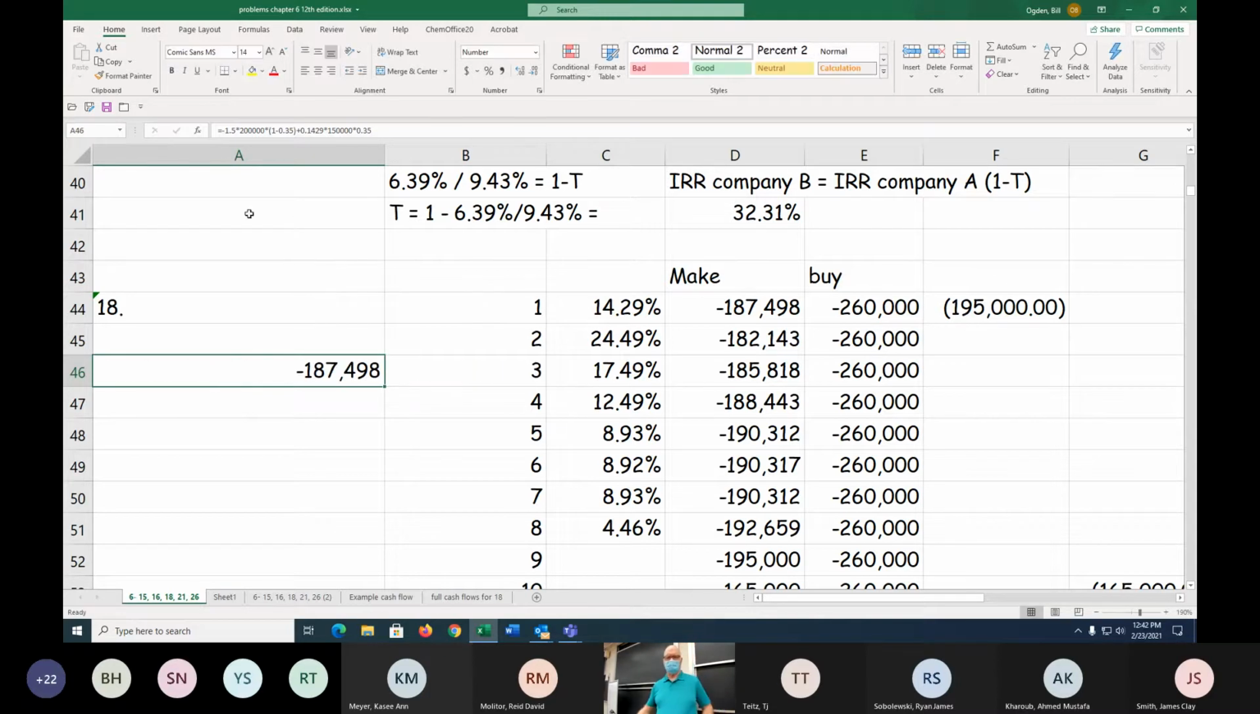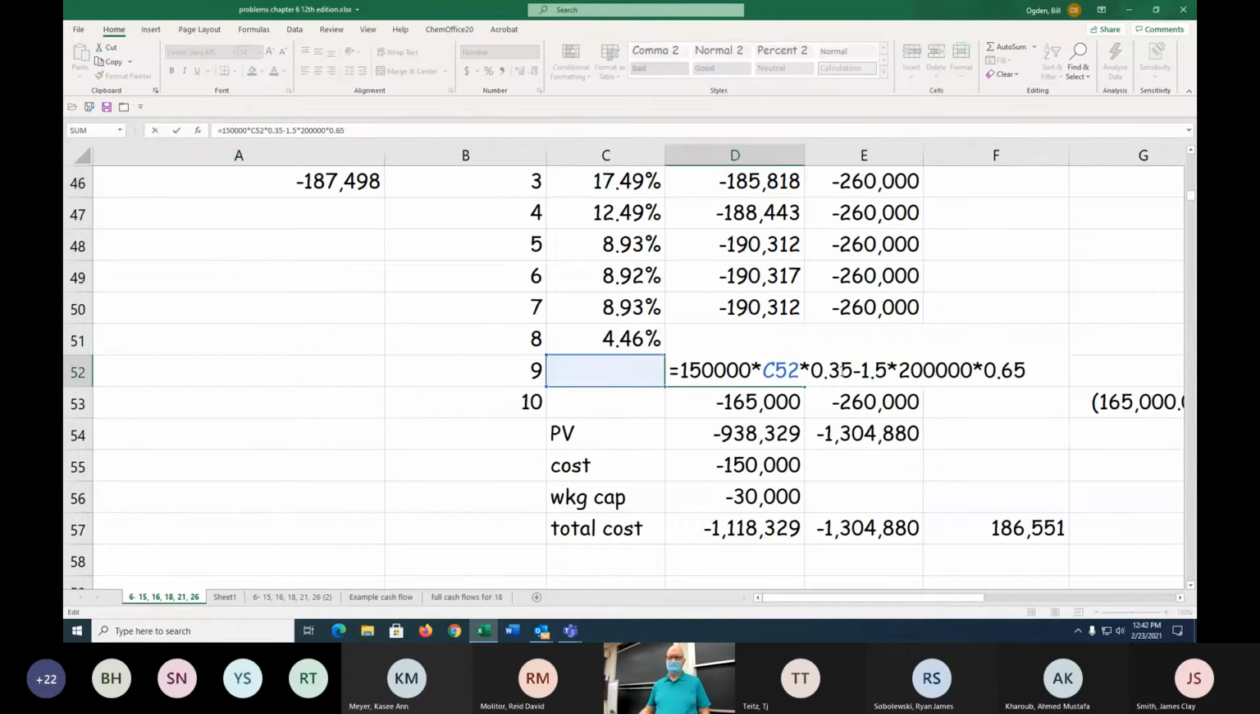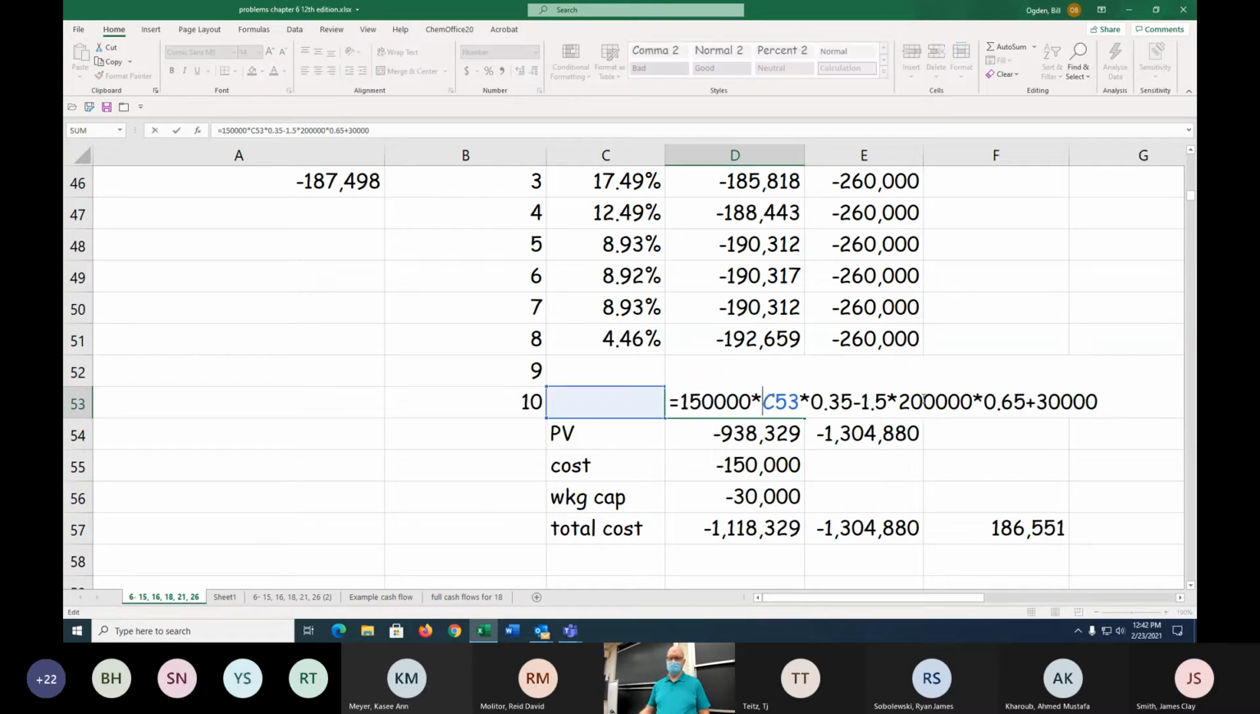There we go. 187,498. You basically just continue this down until you run out of depreciation factors, at which time there's nothing here, so there's no factor. And then the last one is the same as 9, so 10 is exactly the same as 9, except we recover the working capital.